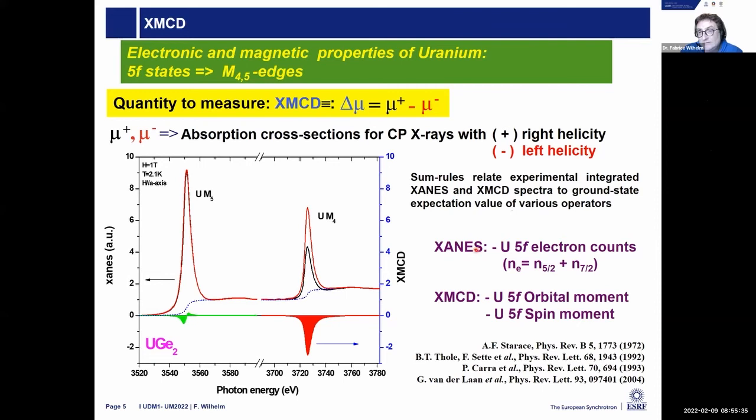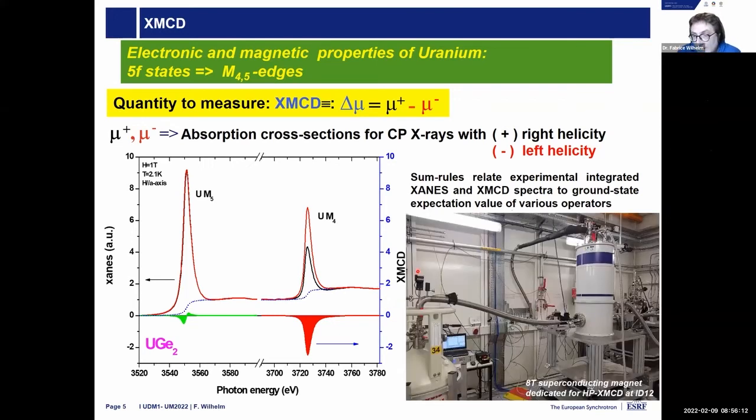From the XANES, it is possible to determine the variation of, for example, the 5f electron count, also to estimate the number of 5f electrons, and also to disentangle the electron occupancy in the 5/2 subshell and in the 7/2 subshell. From the XMCD, it is possible to extract the orbital magnetic moment carried by the uranium 5f states, the spin moment, and as well the ratio of the orbital to spin moment with extremely high accuracy. And this is what we wanted to do.